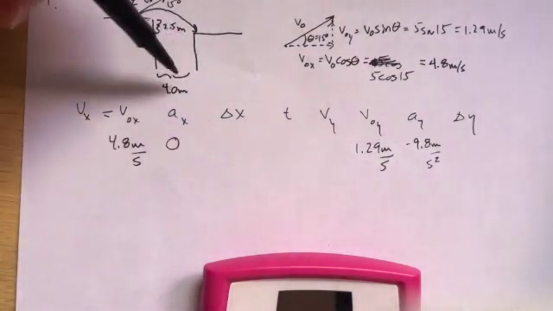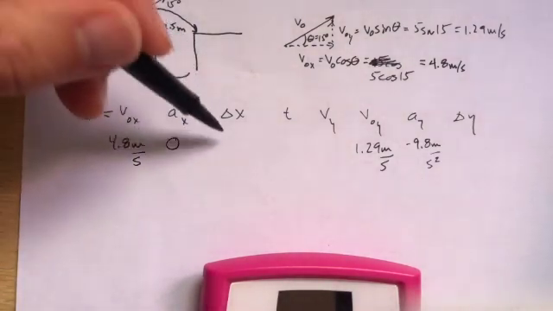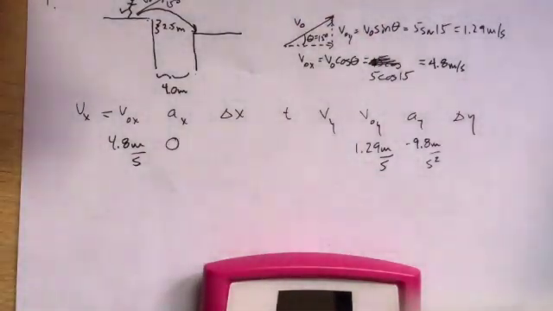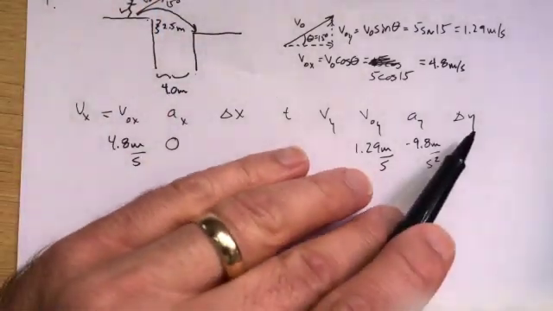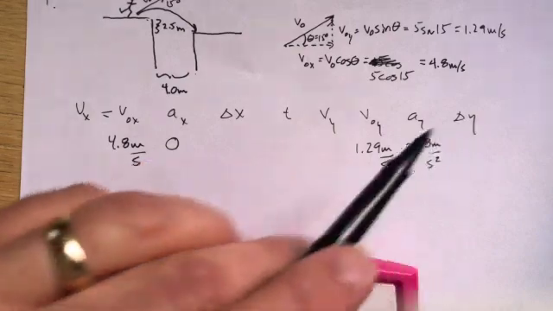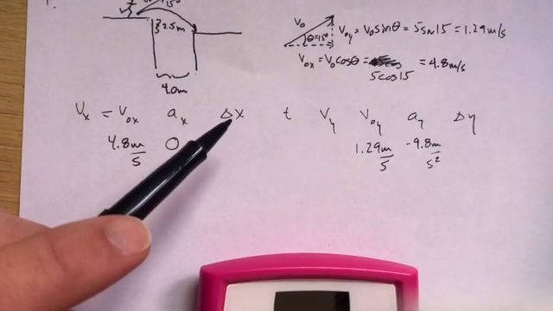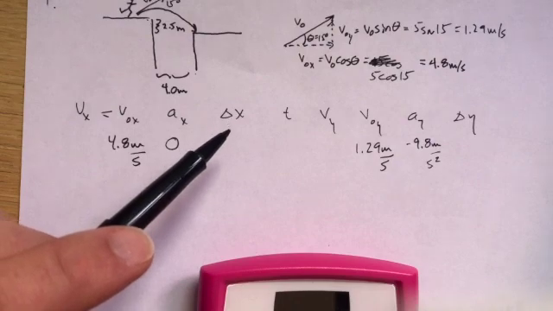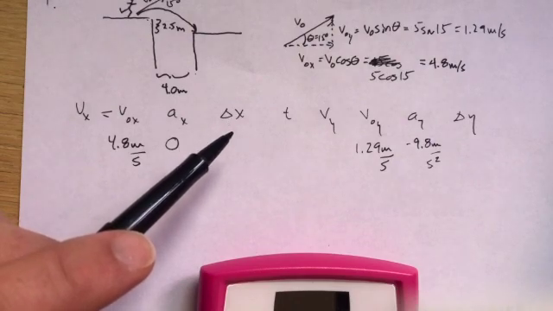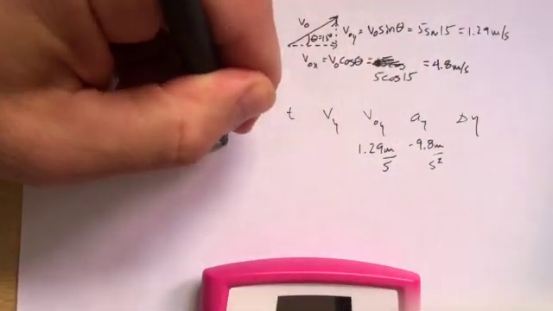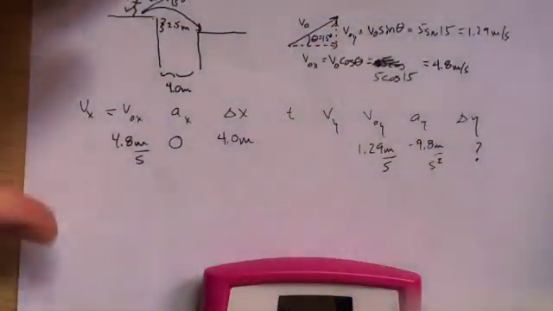I can say, how far would he drop if he goes 4 meters, and then delta y would be my unknown. And if it's less than 2.5, then he makes it. Or I could say he's going to drop 2.5 meters, and if his delta x ends up being more than 4, then he makes it. All right, so let's do it this way, where we know delta x and we're going to try to find what delta y equals.